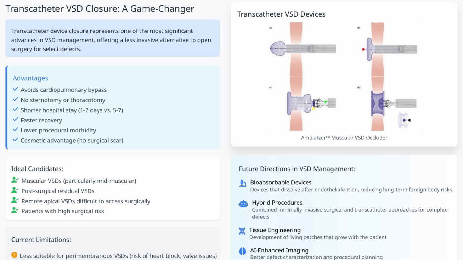The main advantages include shorter hospital stays, faster recovery, reduced procedural morbidity, and no surgical scar. Currently, muscular VSDs, post-surgical residual VSDs, and some apical defects that are difficult to access surgically are the best candidates for this approach. The other options don't represent current significant advances in VSD management.